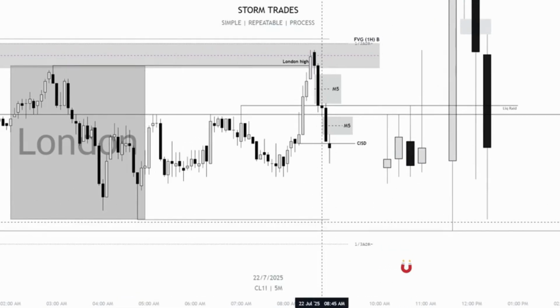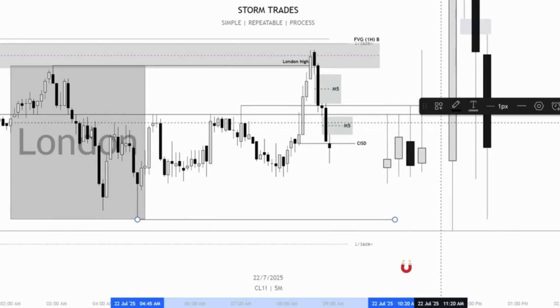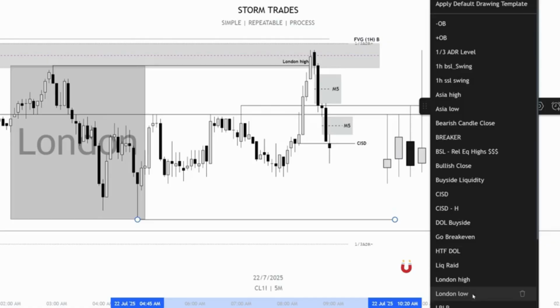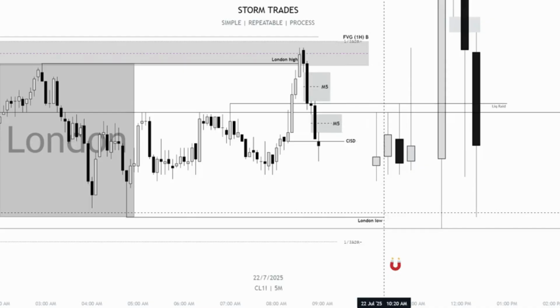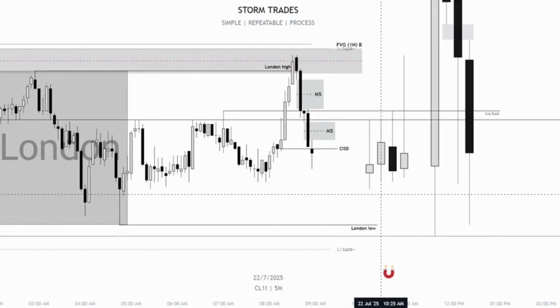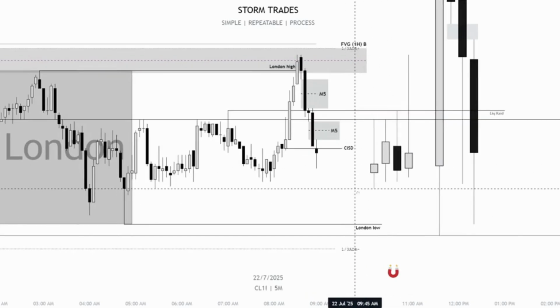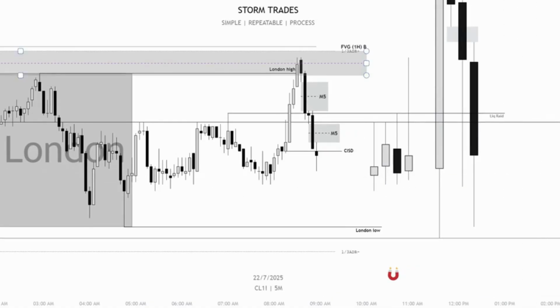The low-hanging fruit for me, of course, is to target this London low. Okay, I'm going to mark that out. So London low, this is where I took off a portion of my trade. 1/3 ADR is where I took off the next portion, and then I moved my stop to break even and got stopped out at break even. So I made 1.5 R on the trade.